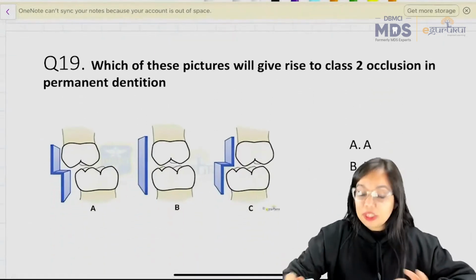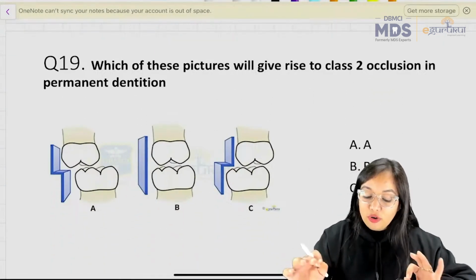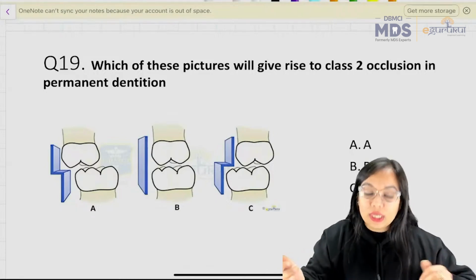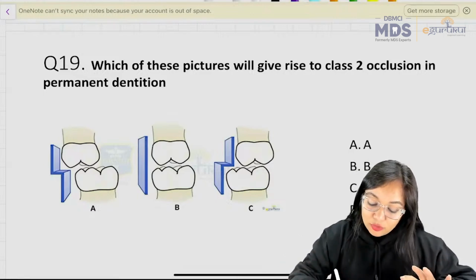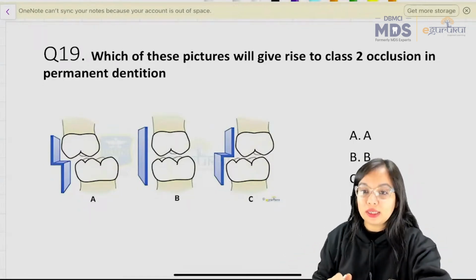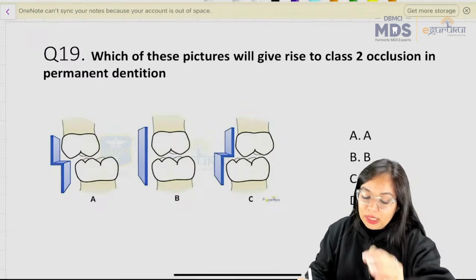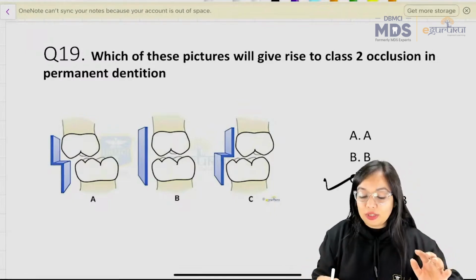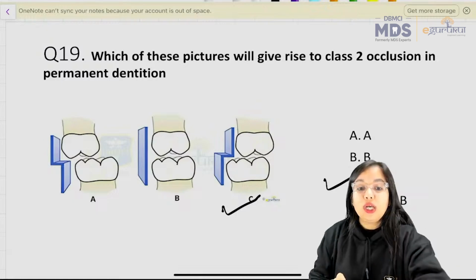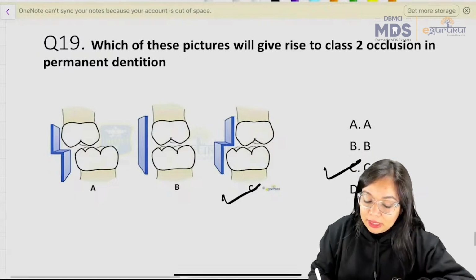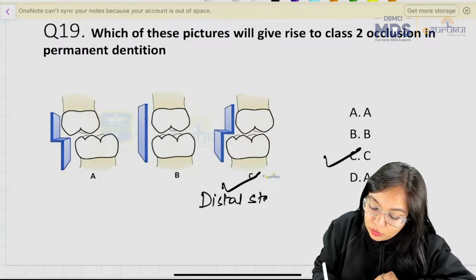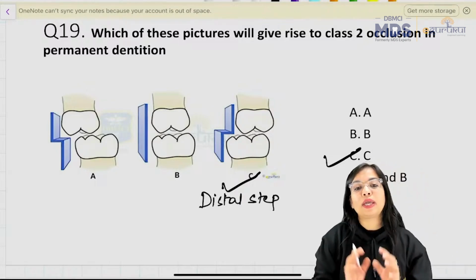Now you have this image based question again. Which of these pictures will give rise to a class 2 occlusion in permanent dentition? So which of these is going to lead to a class 2 occlusion? So the answer here is option C, or the figure C. This is going to lead to a class 2 occlusion. So it is basically nothing but a distal step occlusion of primary molars.